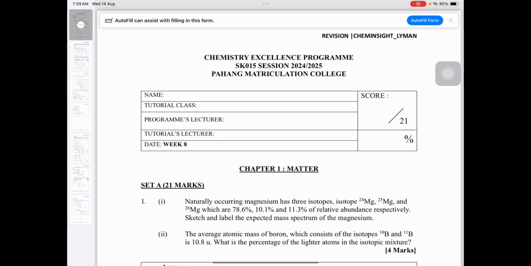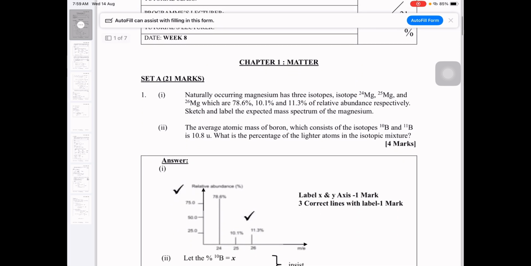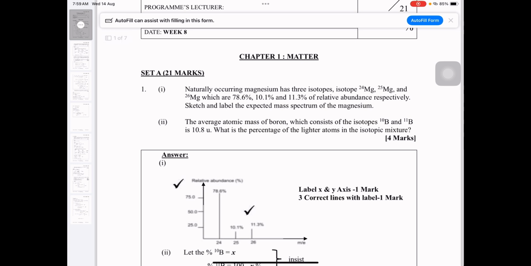Okay, so kita akan bincang jawapan untuk soalan revision chapter 1. Okay, matter ya. Jadi markah penuh untuk soalan tajuk matter ni ada 21. Okay, jadi kita tengok soalan nombor 1.